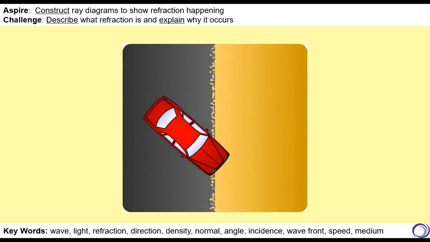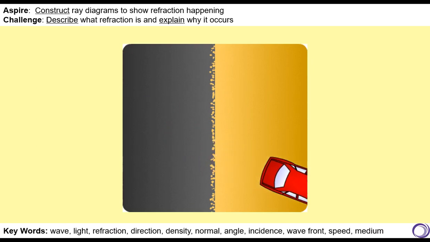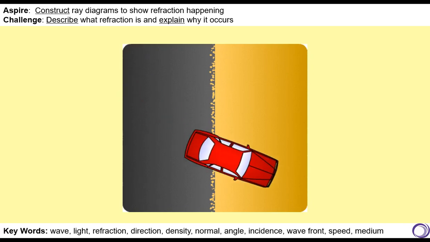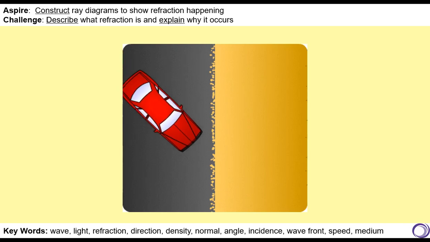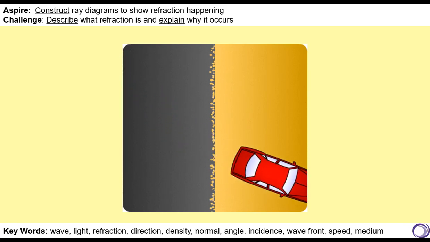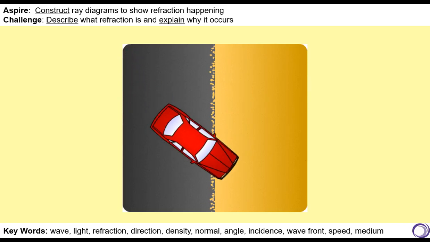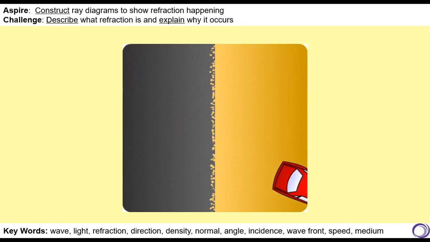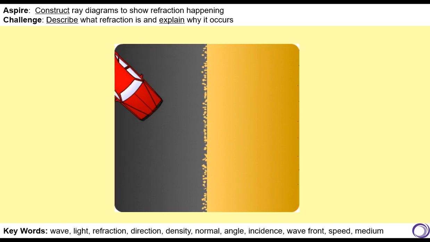One way to try and understand this is to think about this model of a car travelling along a road that you can see here. If the car travels along a road and hits a patch of sand, then it will change direction, because the first wheel that hits the sand is going to slow down, and this will cause the car to actually turn slightly before it then carries on moving through the sand.